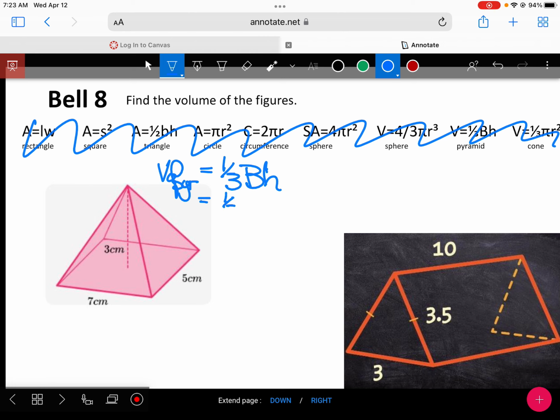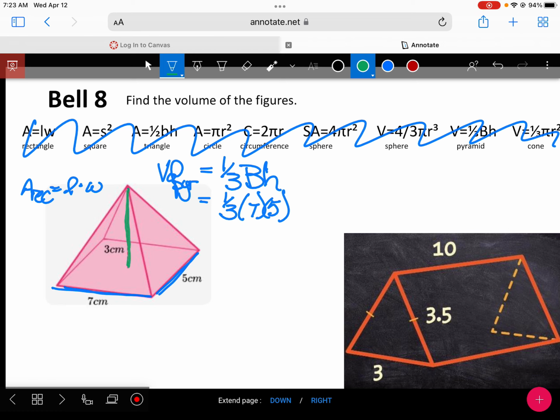So 1/3 times, we already said, what is the shape of my base? Taryn, what's the shape of my base? Do you remember? Yeah, rectangle. Now rectangle, area of a rectangle is length times width. So my length is 7. My width is 5 for the base. And height. Well, the only height we have right now is just 3.